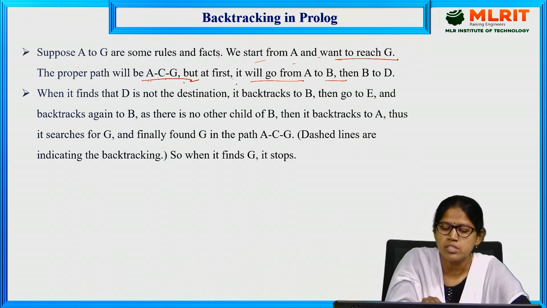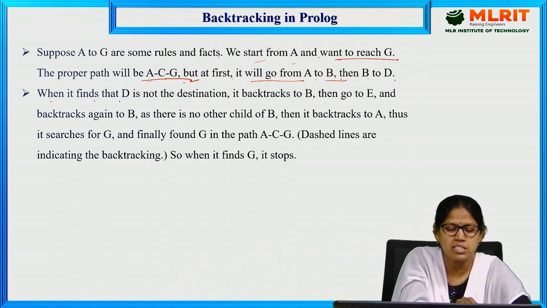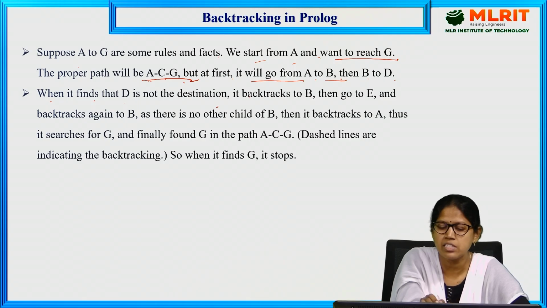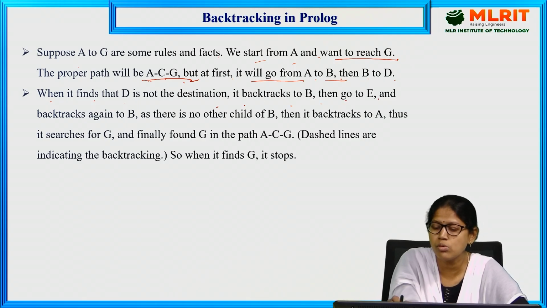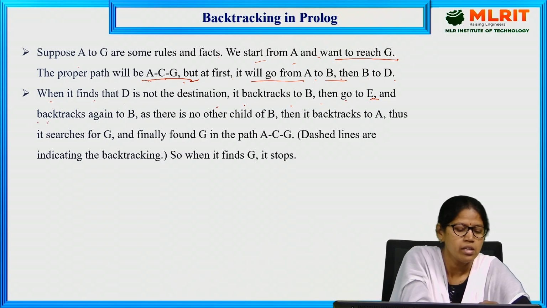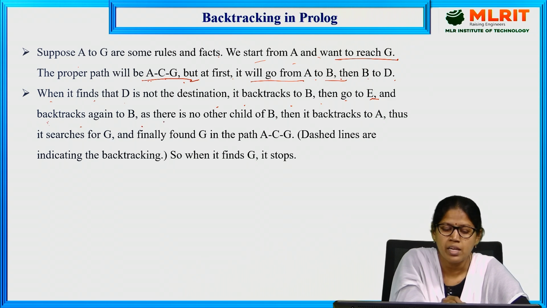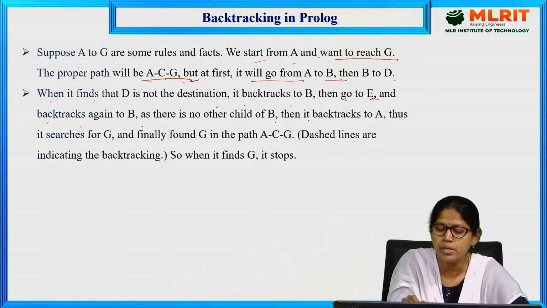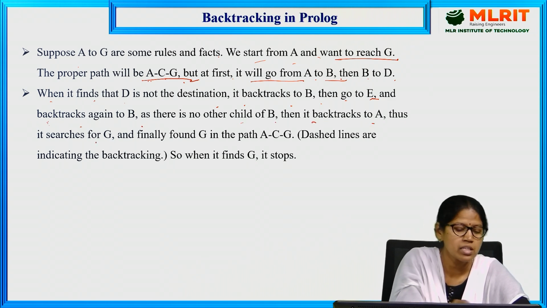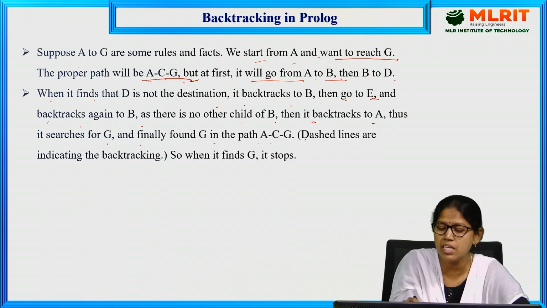So first it will go from A to B, then B to D. When it finds that D is not the destination, it backtracks to B, then goes to E. E backtracks again to B, as there is no other child of B. Then it backtracks to A, searches for G, and finally finds G in the path A, C, G.